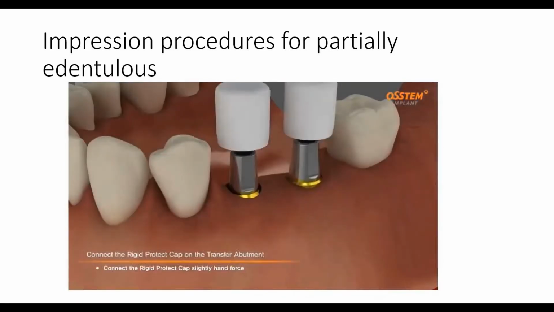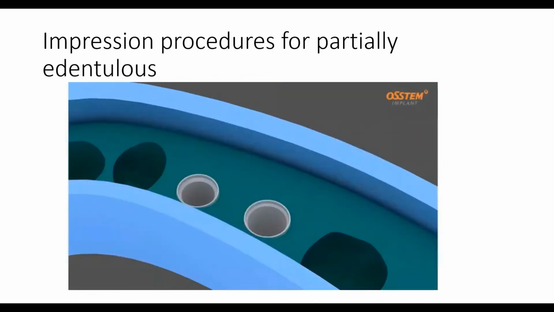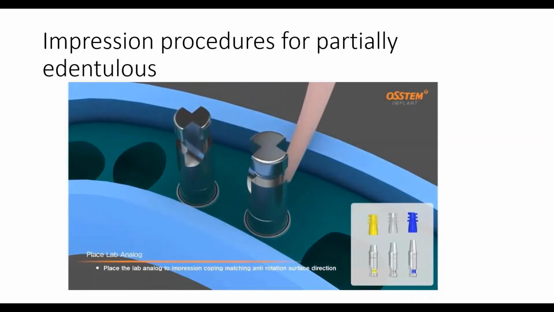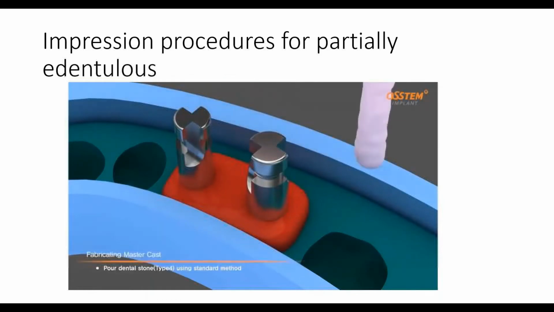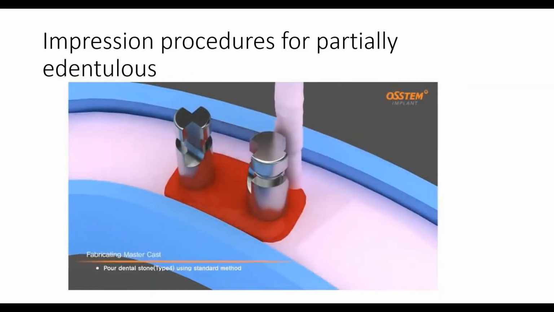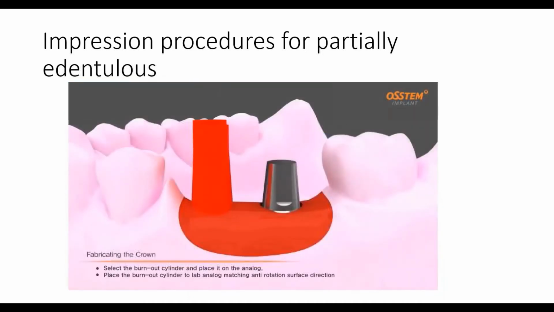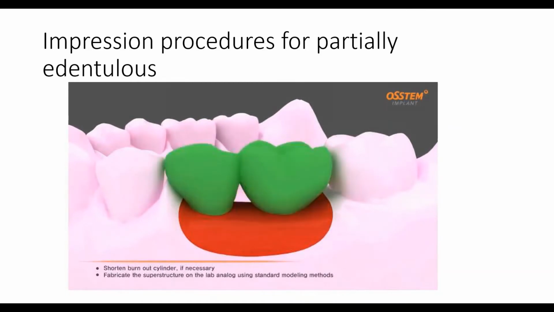Either we can use a transfer abutment or the impression is poured directly. Instead of using a transfer abutment, a duplicate transfer abutment can be used, and these are attached to the lab analog and the impression is poured. Now, over this, after milling of this transfer abutment, a wax pattern is prepared. The crown is fabricated onto the cast.